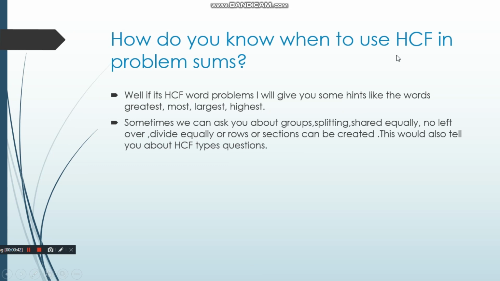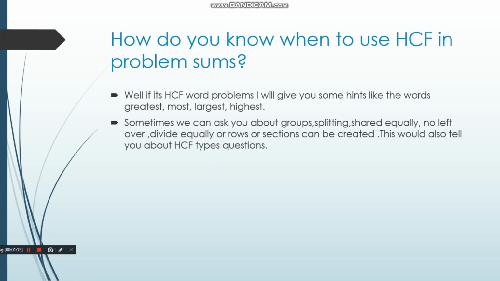In my last video, I explained the meaning of HCF. HCF is highest common factor. Instead of highest, you can use other synonyms like greatest, most, largest. But sometimes we can ask you about some other words like groups, splitting off into sections, shared equally, no leftover, divide equally, or rows or sections can be created. So this would also tell you about HCF type questions.